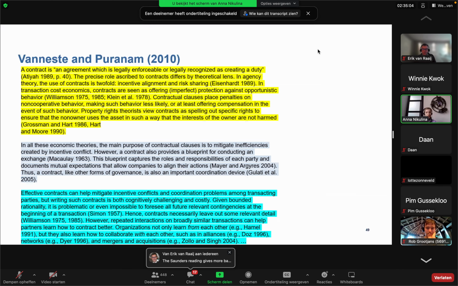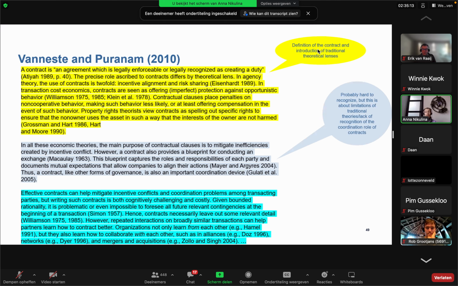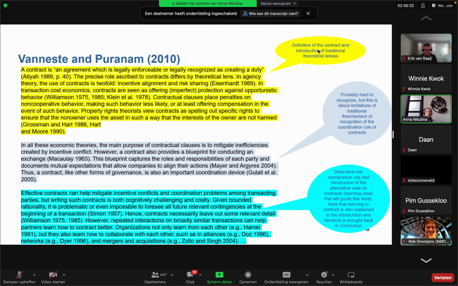Yeah, and same for Van Esten Puranam. Same logic. They start from a definition of the contract and an introduction of traditional theories this time. Then they say basically that it's not something that you can use to explore what we want to explore, and then they explain how the new type of view will help them to answer the question.